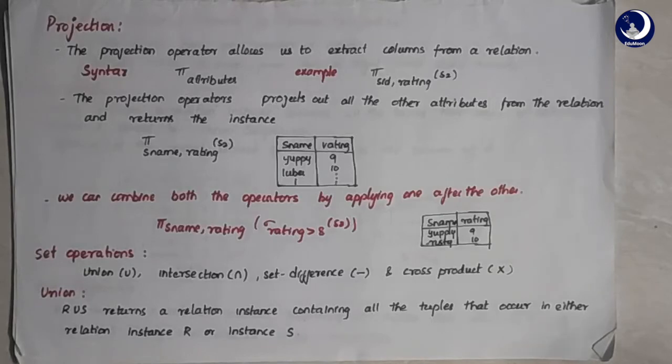Here we are using projection for selecting specific columns from a relation. Basically, a projection operator projects out all the other attributes from the relation and returns the instance with the attributes that we have specified in our projection.